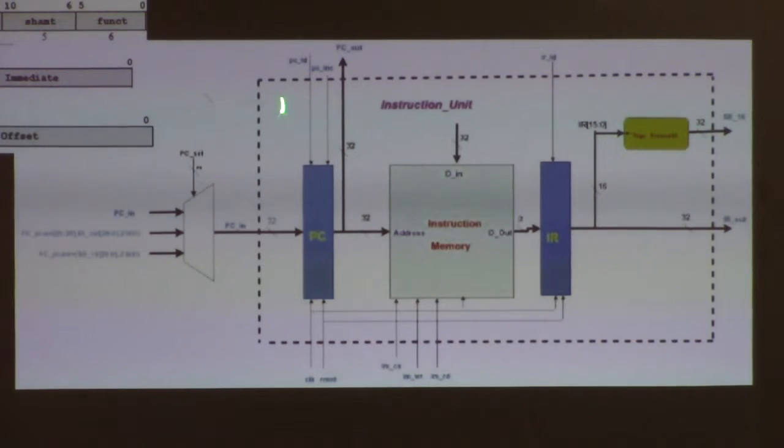And then for the PC control, we also have a load signal in case you wanted to have any jump or branches. This allows the PC to get loaded with a branch or a jump location so that memory can get accessed for those instructions.